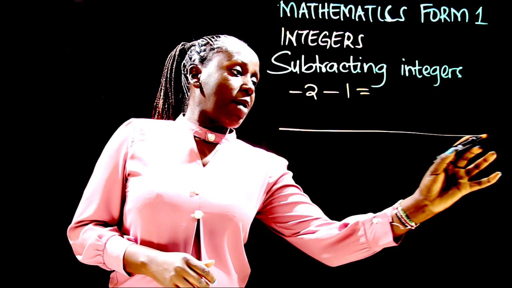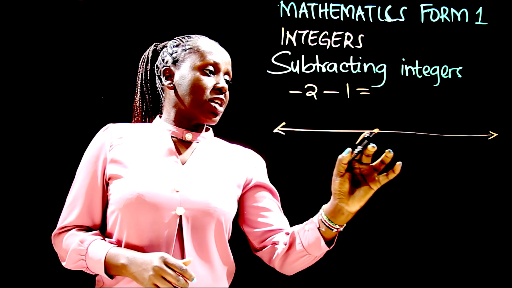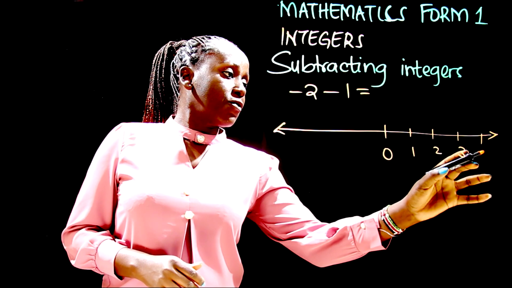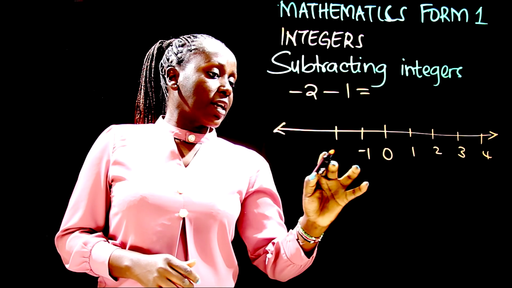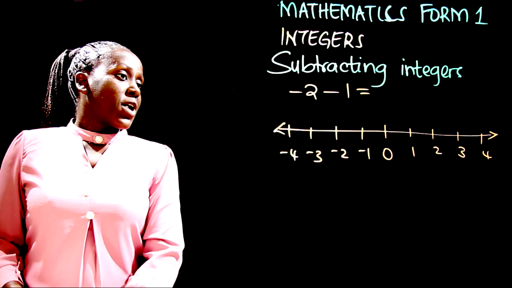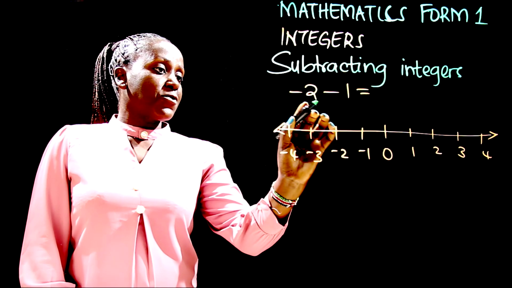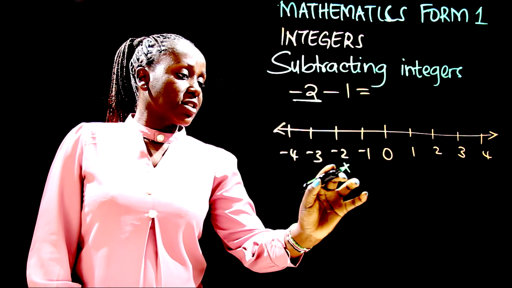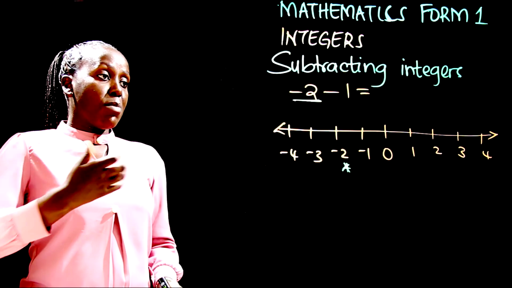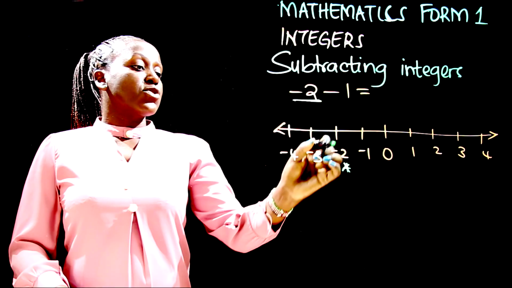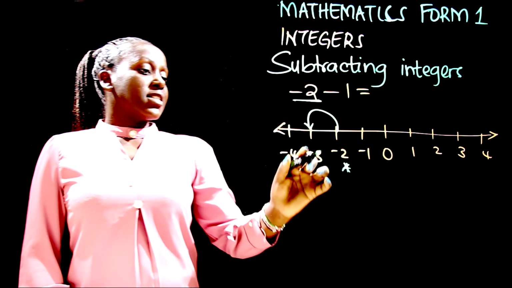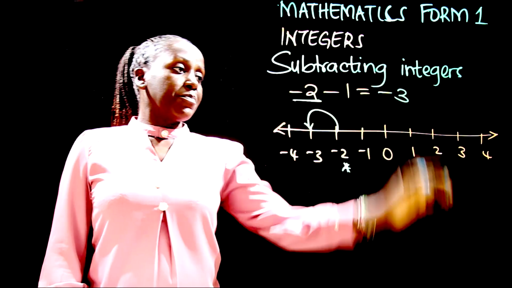So we draw our number line. Right in the middle we have 0, 1, 2, 3, 4, -1, -2, -3, -4. So we are going to subtract and we are going to begin from -2. So this is where -2 is. Remember, subtracting is decreasing in value. So you move backwards. How many steps? 1. Okay? So the answer will now be -3.